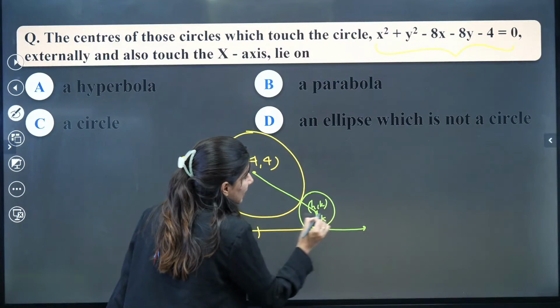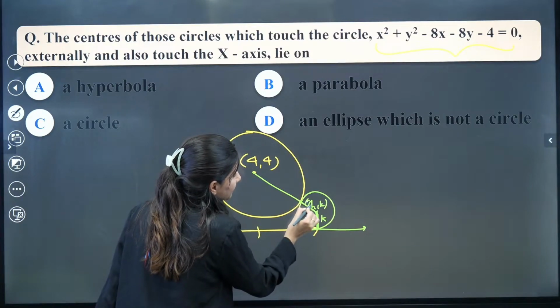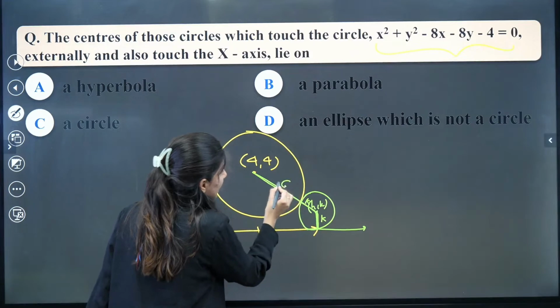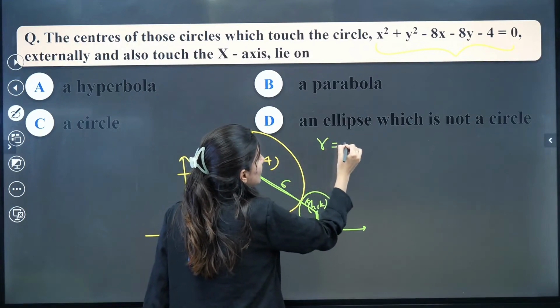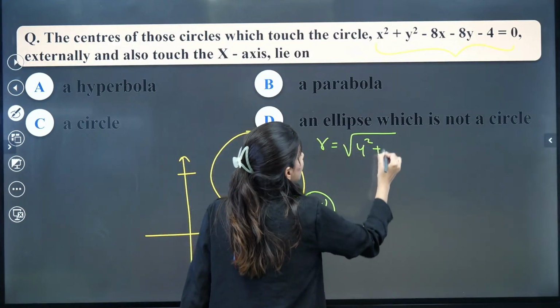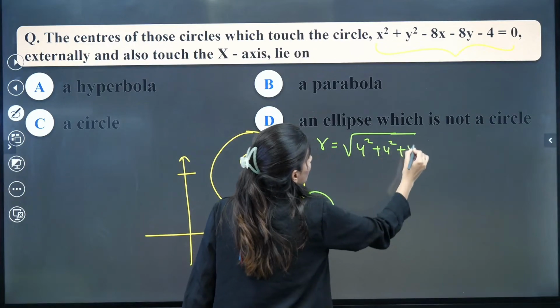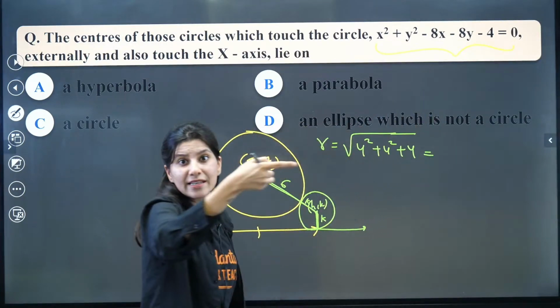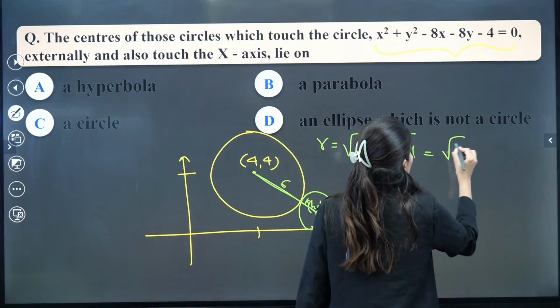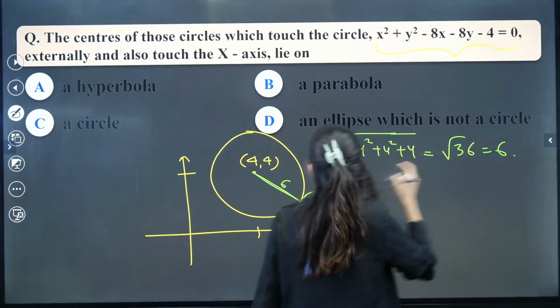So this is your k. So this is also k. And this length is 6. How 6? Let us calculate the radius of the circle. 4 square plus 4 square plus 4. So can you see that's g square plus f square minus c. So can you see root 36 will be 6, which is the radius of the circle.